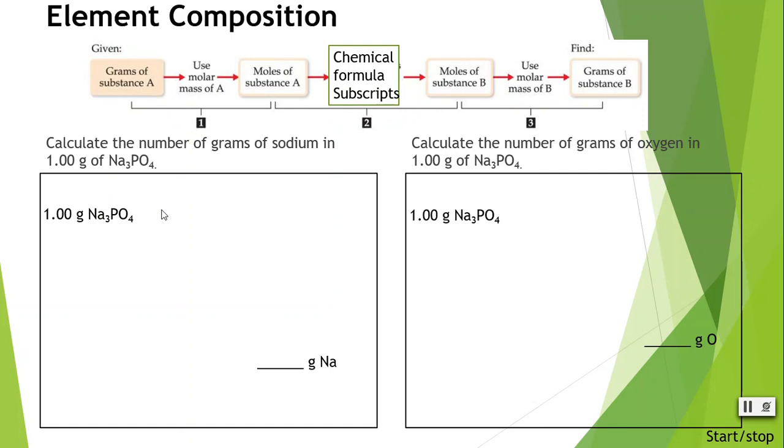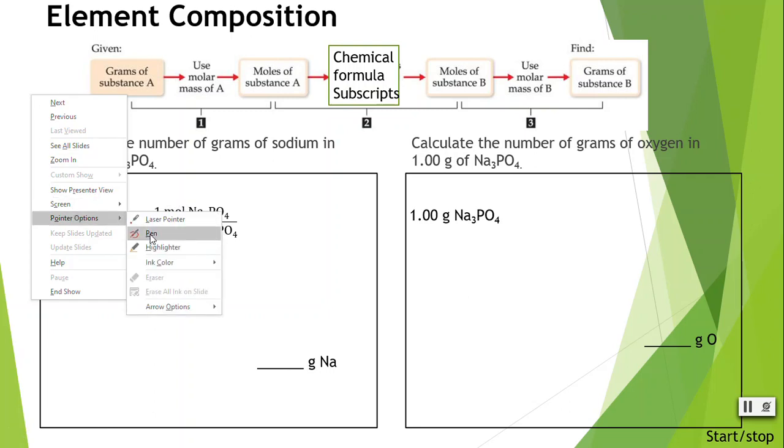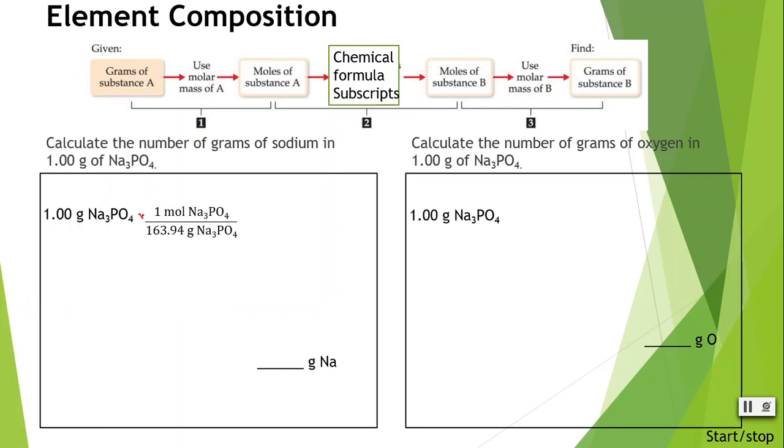First step is to use the molar mass of sodium phosphate to go to moles. So I use the molar mass of sodium phosphate. There we go. So this 163.94, that's the molar mass of this. So 3 sodiums plus 1 phosphorus plus 4 oxygens. Wrote that molar mass so that the grams is in the denominator, moles is in the numerator. So I'm gone from grams of substance to moles of substance.